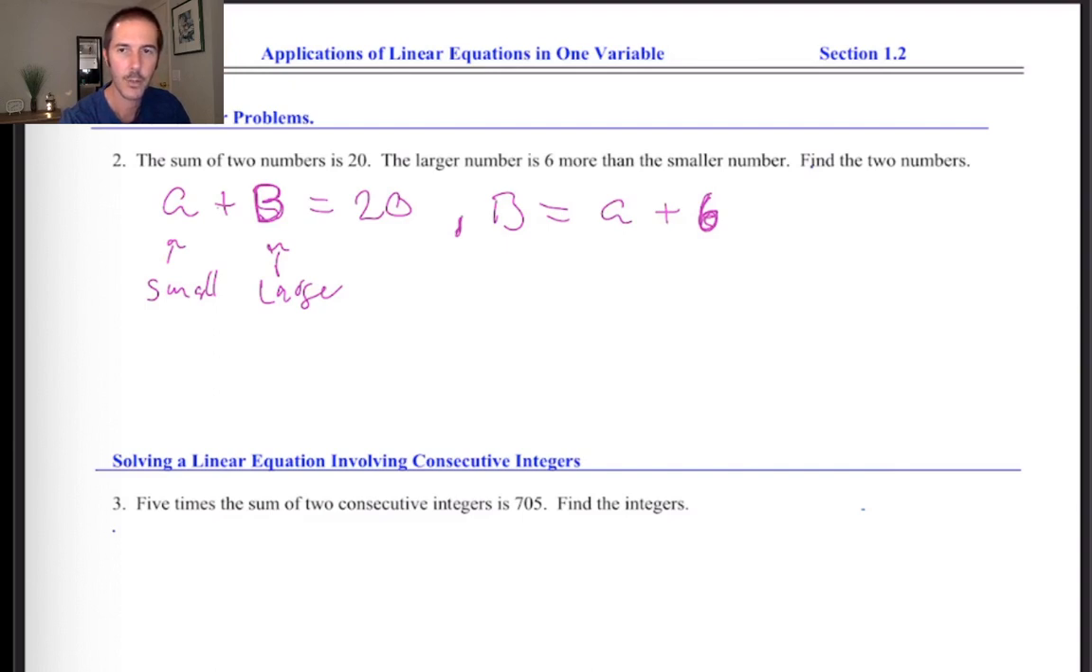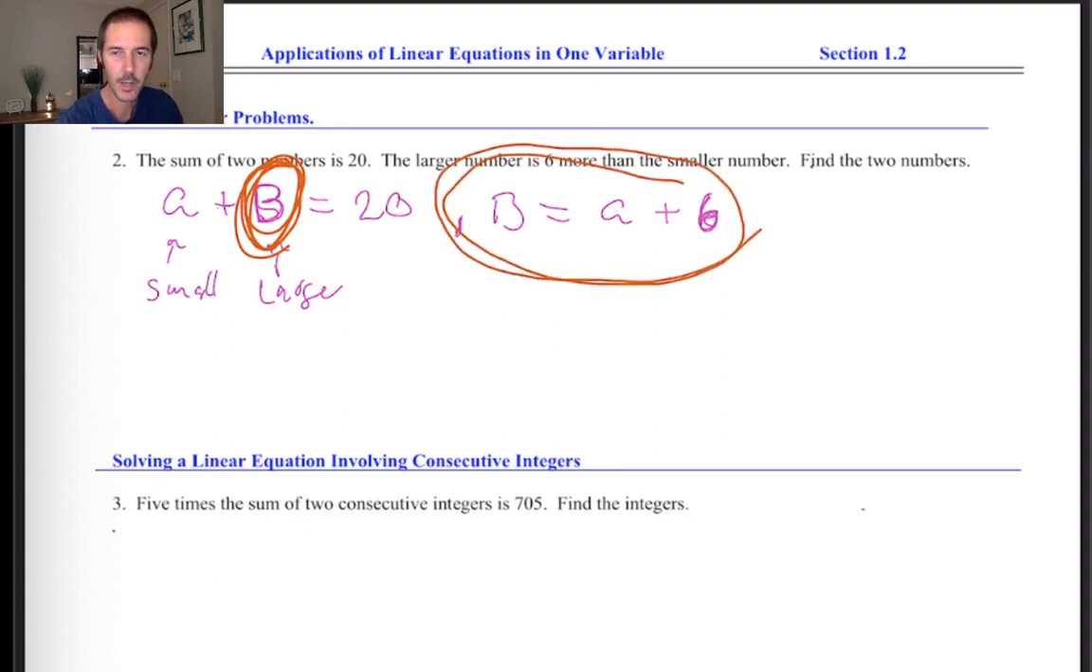All right, find the two numbers. I thought we were working with a linear equation in one variable. Here I've got two variables. In order to take this problem and turn it into an equation that only has one variable, I'm going to do something called substitution. I'm going to take this b value right here, and I'm going to replace it with something of equal value. I happen to know that capital B is equal to a plus 6.